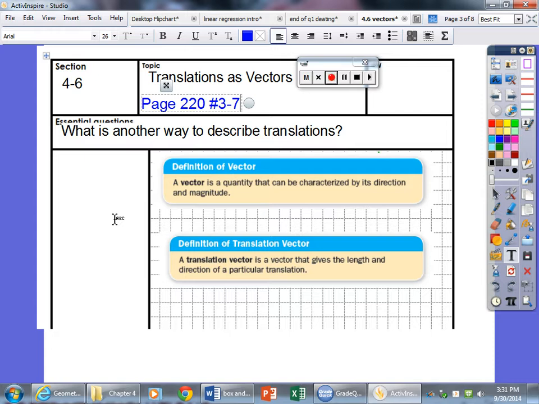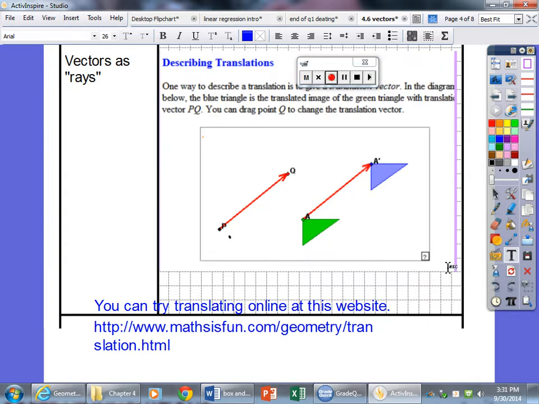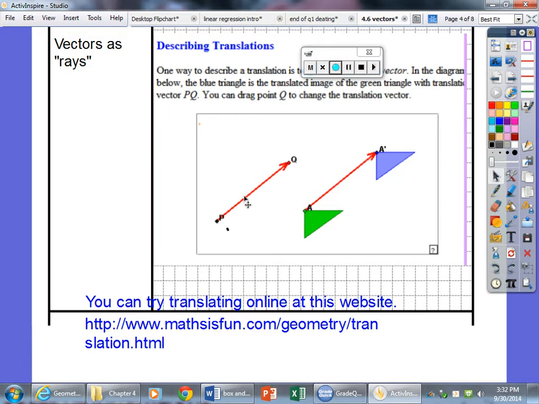When we're doing a translation vector, which is what we're going to be looking at, it's a vector that's going to give the length and the direction of a particular translation. And we're going to look at these in two different ways. The first one is a vector as a ray. Now it looks like a ray, but it's not really a ray, it's a vector. It's called a translation vector. Okay, and looking at PQ, which is our translation vector right here, the initial point or the starting point of the vector is P, and the stopping point of the vector is Q.